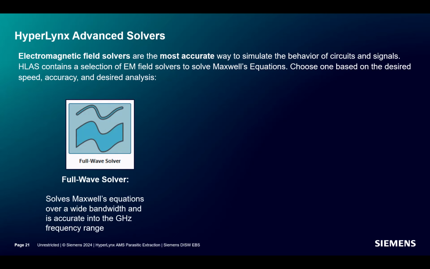The full-wave solver is a powerful 3D, broadband, full-wave electromagnetic solver based on proprietary accelerated boundary element technology. It solves Maxwell's equations over a wide bandwidth called from DC to daylight. It creates a model in scattering parameter format and is accurate well into the gigahertz frequency range.